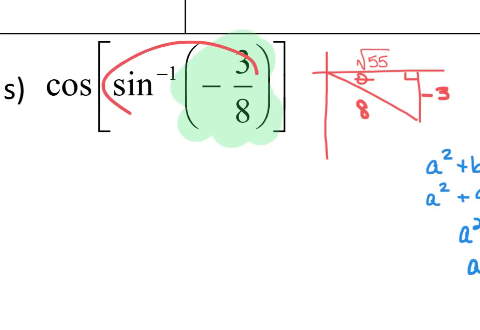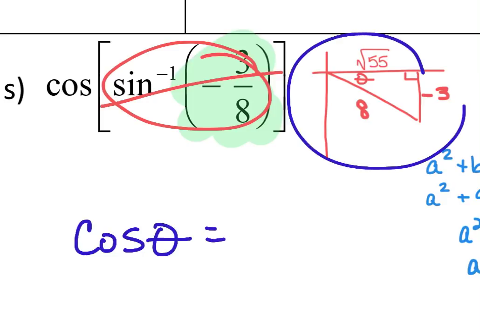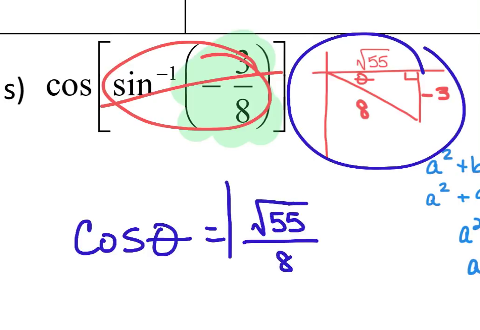Now again, the answer to this is theta. And so this problem is asking us what is the cosine of theta based on this triangle here. The cosine of theta will be radical 55 over 8.